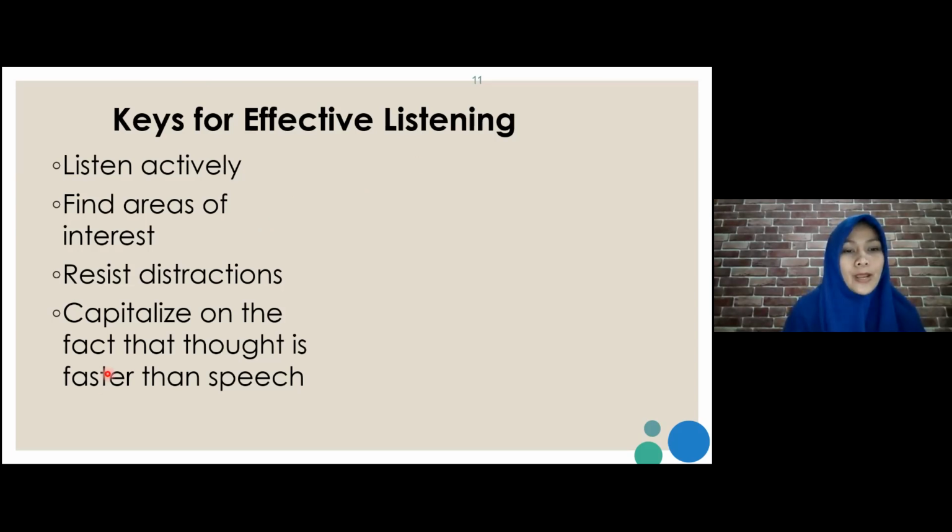Okay, right? Capitalize on the fact that thought, your mind, we can say it is intrapersonal, that I will explain to you later. The intrapersonal communication or thought or mind is faster than speech, right? What you are thinking about will be faster than what you are talking about. Yeah, can you imagine that situation, in which your mind is faster than your mouth? What you are going to say is slower than what you are thinking about.